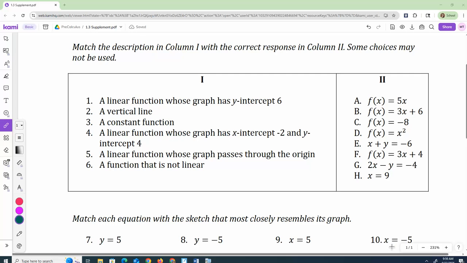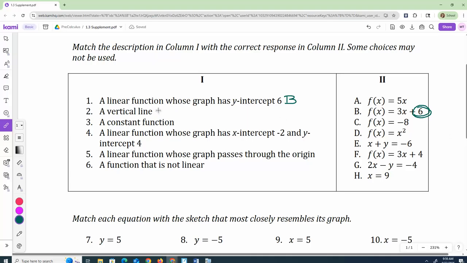A linear function. We know linear functions like y equals mx plus b, or instead of y you can have f of x. The y-intercept is 6. Which one would that be? Okay. So b, y equals 3x plus 6. The 6 is your y-intercept. So y-intercept of 6 is b.